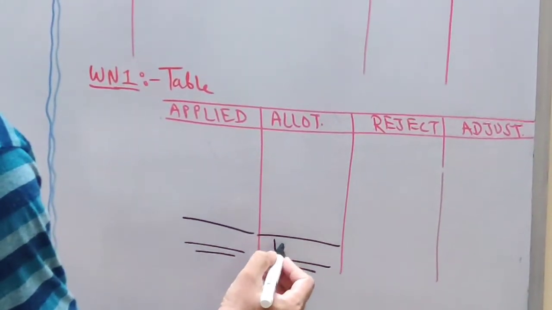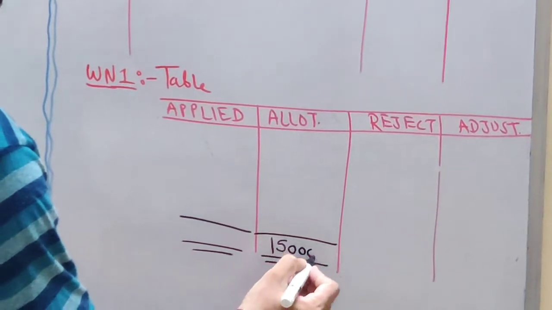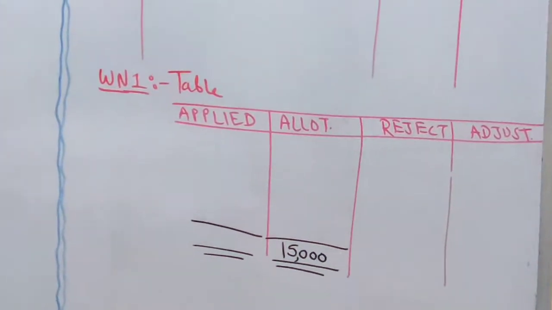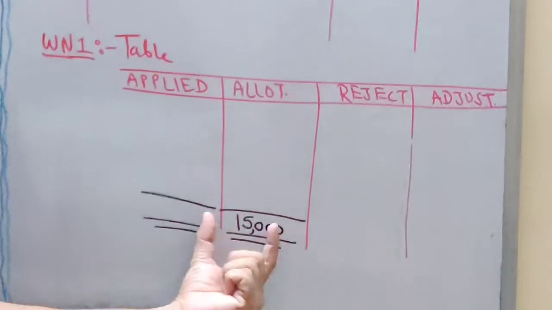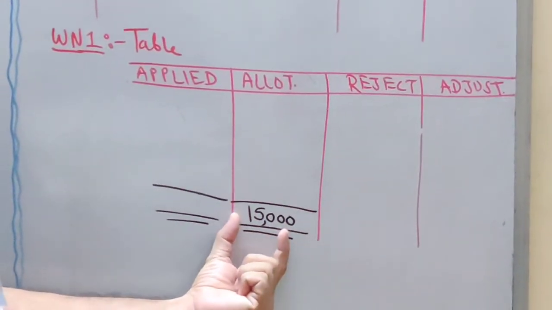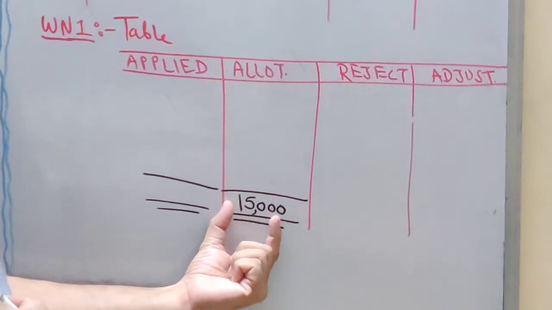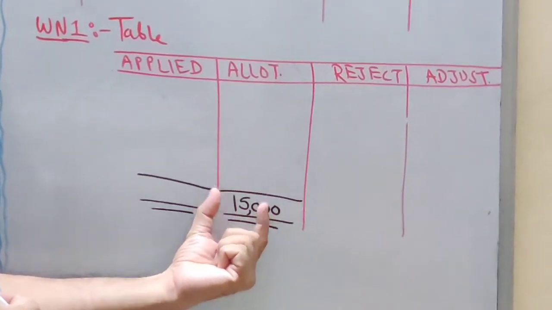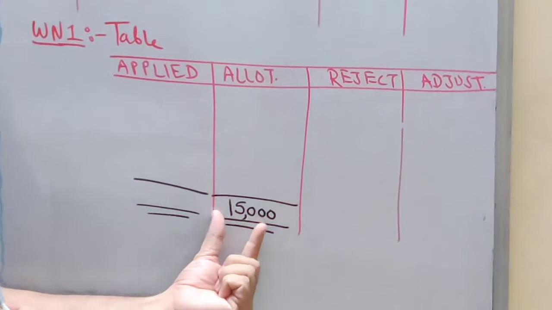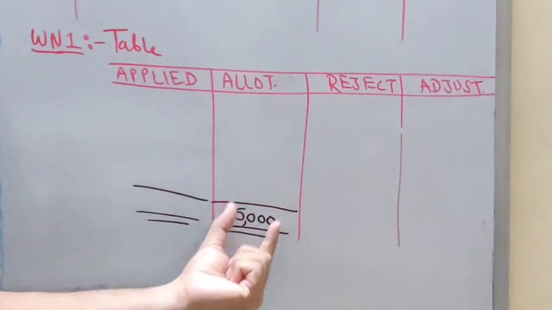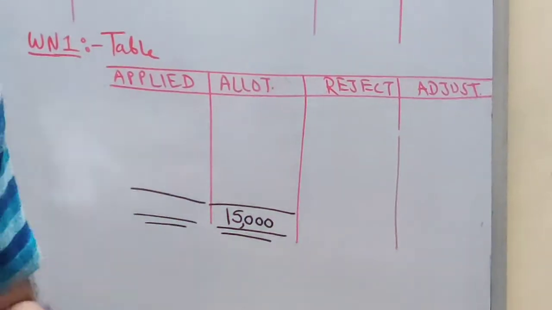So what is the maximum allotment which the company can do? The maximum allotment which the company can do is 15,000. So maximum allotment is always equal to the offer. How many shares are offered to the public? 15,000. So that is the maximum allotment. You will write it as a total in the allotment column. Let's read further.